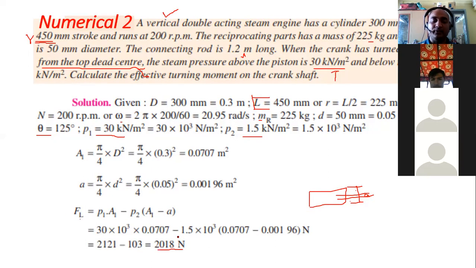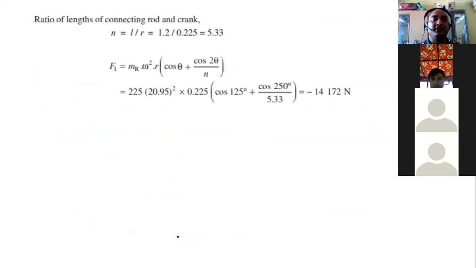Once you get FL, what will you calculate then? FP. But before that, N we have found, 5.33. Then we need Fi also to find out FP. Fi equal to another simple formula, you know, MR omega square R. This is a very standard formula. Already we have seen that. Put the values because everything is known now. Omega is known, R is known, MR, theta, and N are also known. We will get this value of Fi, 14,172 Newton.